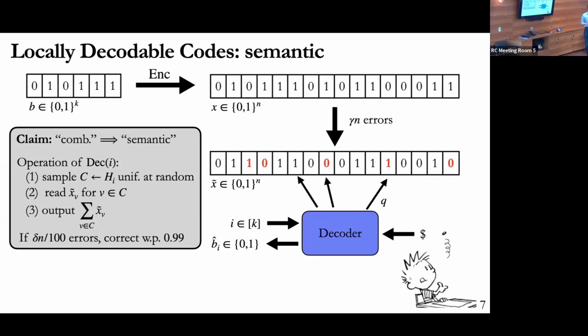Okay, so this is the semantic definition. I've connected it to the combinatorial definition. So hopefully you have some idea now why these are called locally decodable codes. It's because we're locally decoding the bits of the message.